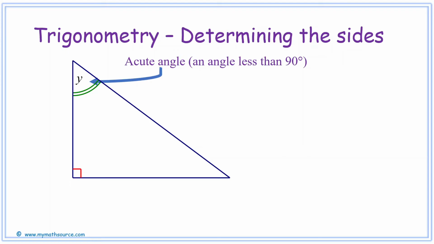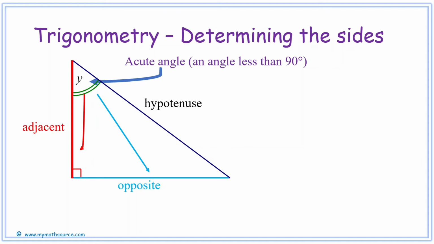Now remember, an acute angle is an angle that is less than 90 degrees. Our hypotenuse is always opposite the right angle and is always the longest side of the triangle. Remember, we're determining the other sides based on the location of the acute angle. So directly opposite this angle is the side that we call opposite. And right next to this angle is the side we call adjacent, because adjacent means next to. So notice that our sides, opposite and adjacent, change because of the difference of the acute angle.